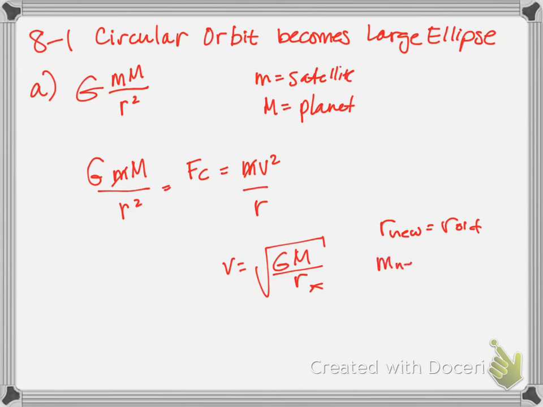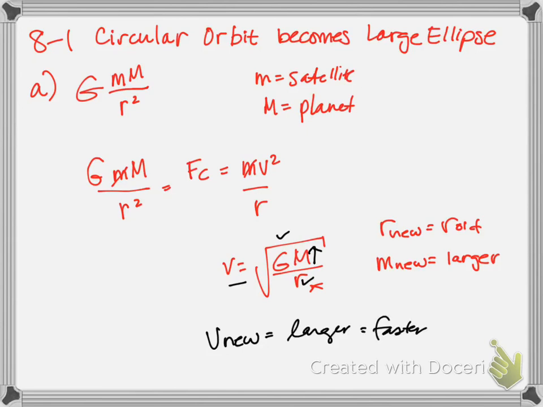However, the new mass is larger than the old mass. So we can't actually do a factor of change problem here, but we can do what I like to call a qualitative factor of change, looking at this expression for v, right? Well, for the new planet, G is going to stay the same, M is going to get a lot larger, and r is going to stay the same. So the new velocity is going to be larger or faster. All right, so that's all we need to say for part A. We don't need to say how much faster, and in fact, we can't.